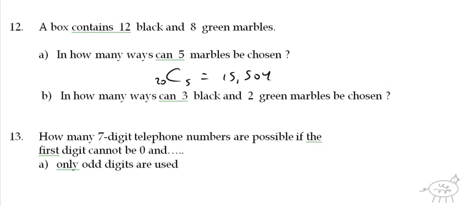And how many ways can 3 black and 2 green marbles be chosen? Well, again, here's the word and. So there are 12 black, and we're choosing 3. And there are 8 green, and we're choosing 2. And you get 6160.